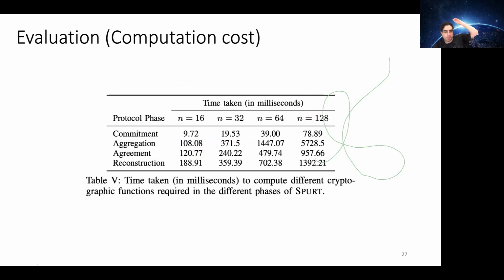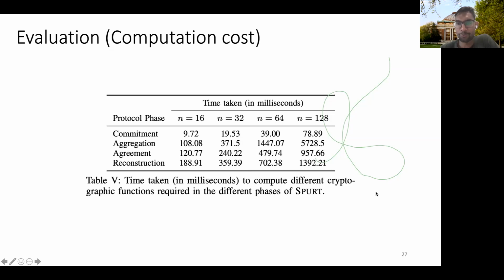I'll speed up a bit because I only have 1 or 2 minutes. This is the computation cost measured in an AWS EC2 instance, I think a T3 medium. The aggregation phase is larger, and it's in milliseconds. For n equal to 128 nodes, it requires approximately 6 seconds. The reconstruction phase is also slightly larger because it involves doing a pairing operation. Other phases are relatively smaller, under a few hundred milliseconds.